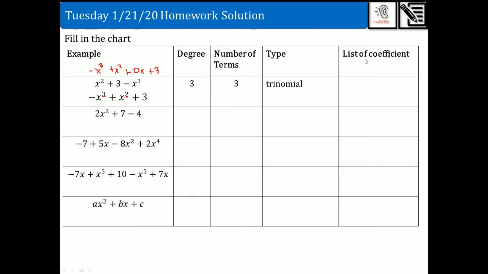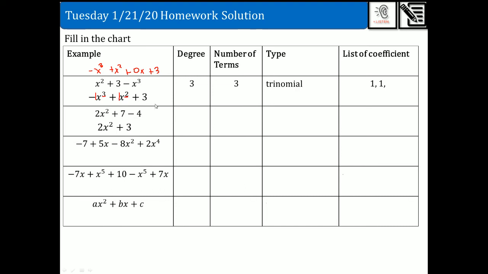And the list of coefficients, what is in front of the variables, is 1 and 1. So we would say the coefficients here are 1 and 1. Good? Next, 2x squared plus 7 minus 4. A lot of people will already jump to do something here, but make sure it's in standard form and simplified. We have 7 minus 4. We can simplify that to just be 3.